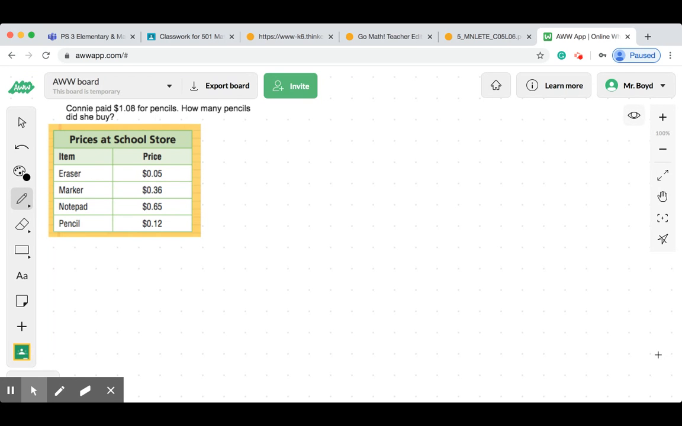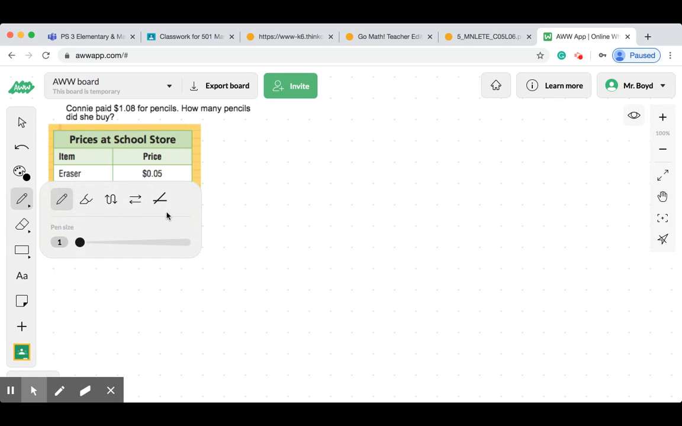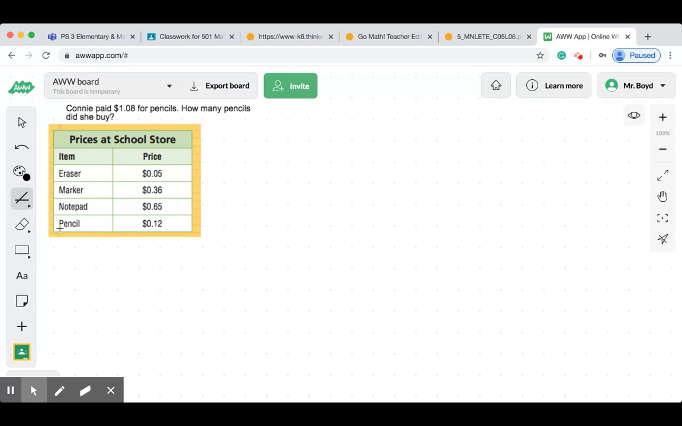So right here I have a question. It says Connie paid $1.08 for pencils. How many pencils did she buy? Now I have this chart below, which I'm going to have to use to help me answer the question. So I know that she's talking about pencils. So I know I'm going to look right at pencils right away. And I see that for a pencil, it is 12 cents.